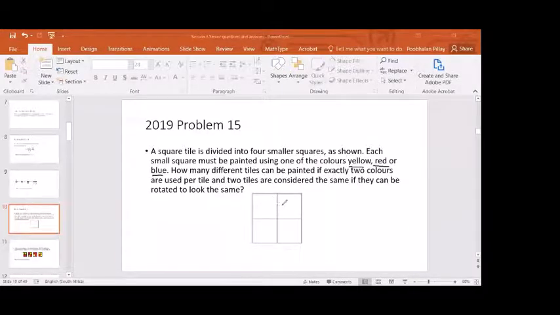So you can paint each one of them. You can paint this as blue, yellow, red, blue, whatever it is. You can paint them anyhow you like. How many different tiles can be painted if exactly 2 colors are used per tile? In other words, only 2 colors are used. You're not allowed to use all 3. So you can only use 2 colors. All right, fair enough. And 2 tiles are considered the same if they can be rotated to look the same.